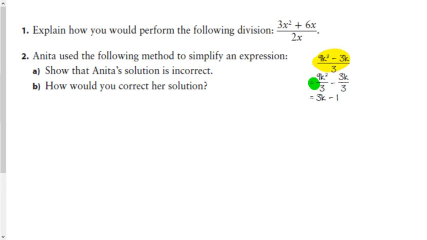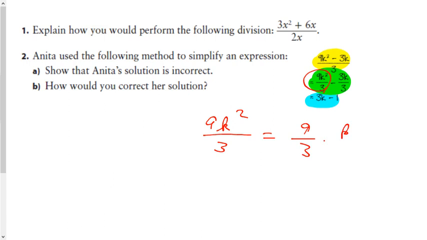And the first thing she did was rewrite it like this, which seems very reasonable, right? And then she got this as her solution, which she made a mistake. Where did she make a mistake? The mistake she made was when she thought about this here. What she needed to think was dividing the coefficients and dividing the variable terms, which, since there is no variable in the denominator, we can think of as 1.